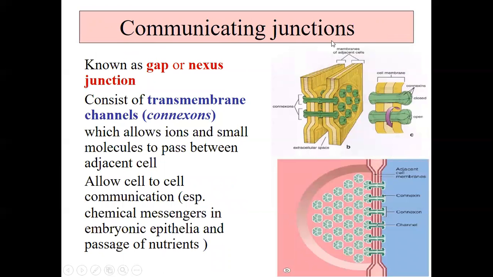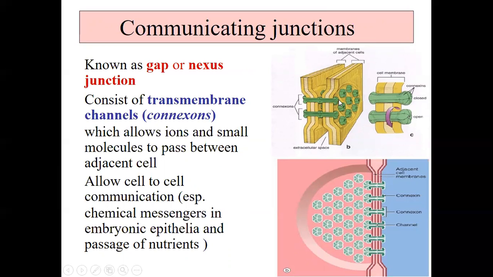Okay, and the next one is communicating junction. These communicating junctions are also known as gap or nexus junctions. This communicating junction consists of a transmembrane channel, so it forms a channel. You can see here, it forms a channel. This channel is known as a connexon. The connexon allows ions or small molecules to pass between adjacent cells.